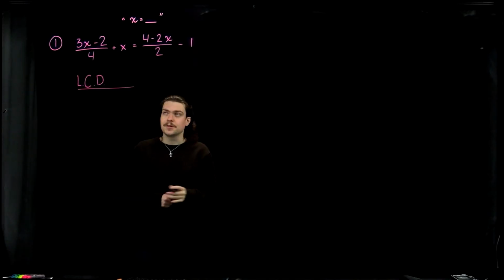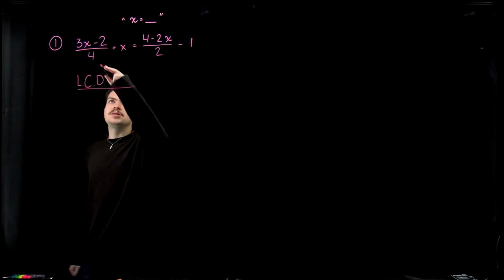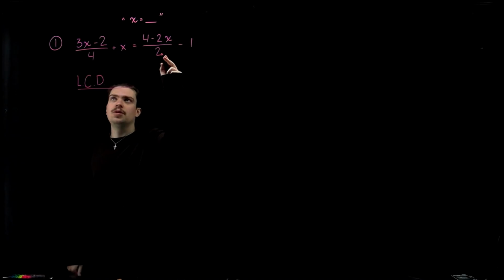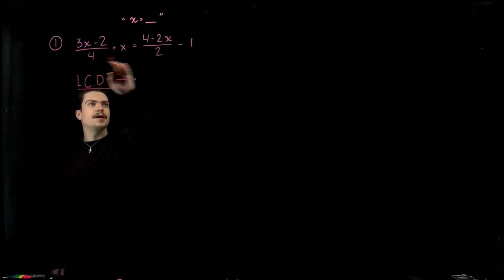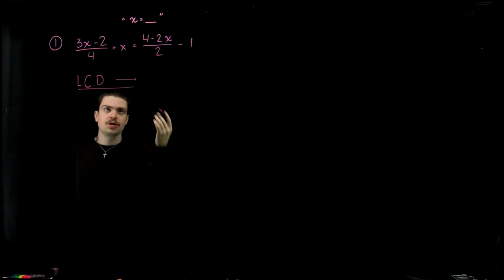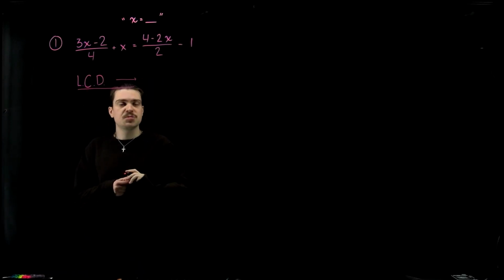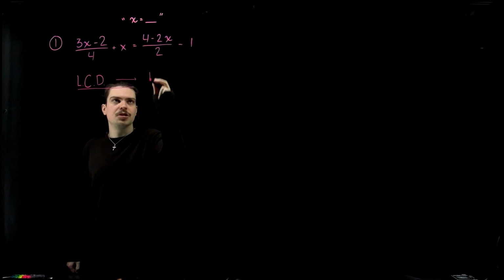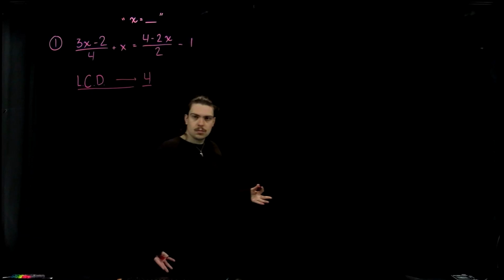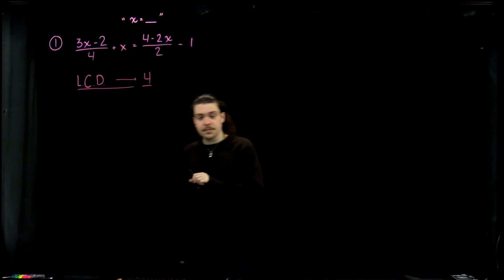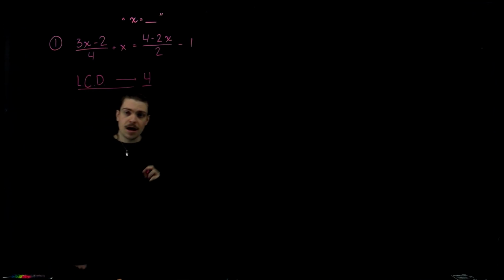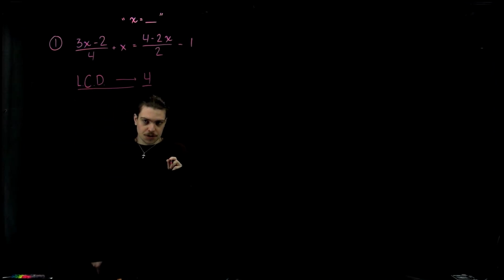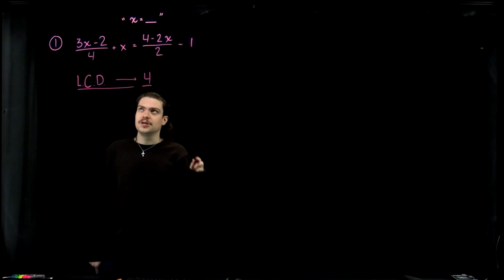No fractions here. So, to do this, I see I have a 4, I have a 2, and I say, oh, well, right off the top of my head, I know 2 can go into 4, and 4 can go into 4. So, for this problem, our lowest common denominator is going to be 4. Now, what do I do with this information? Well, the next step would be to take this original problem and multiply each term by the lowest common denominator.